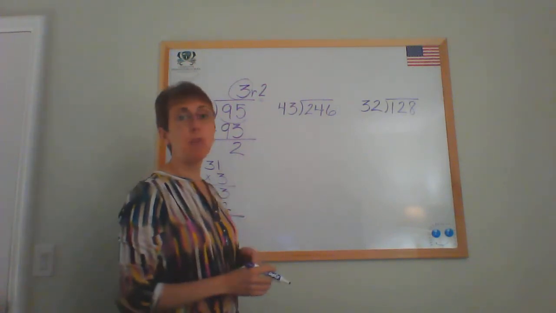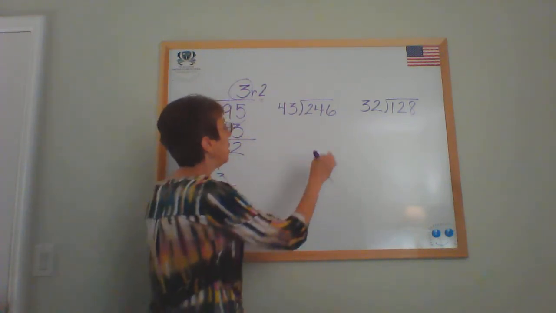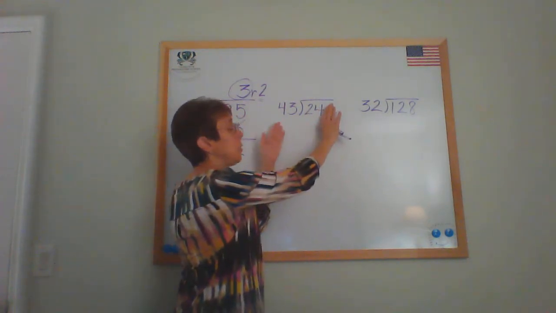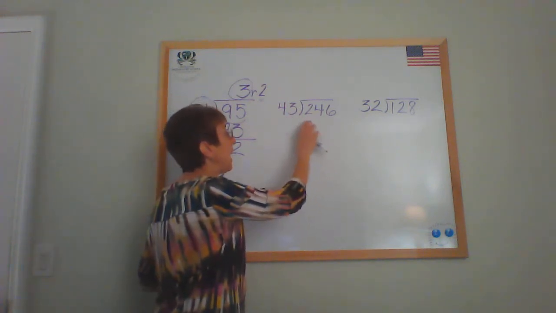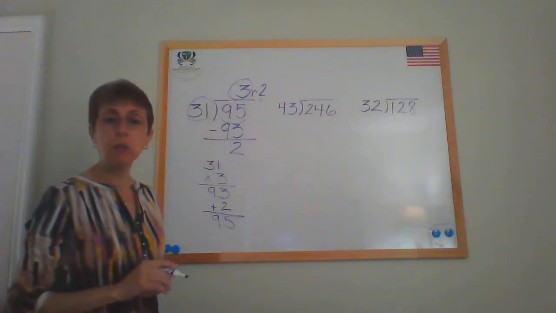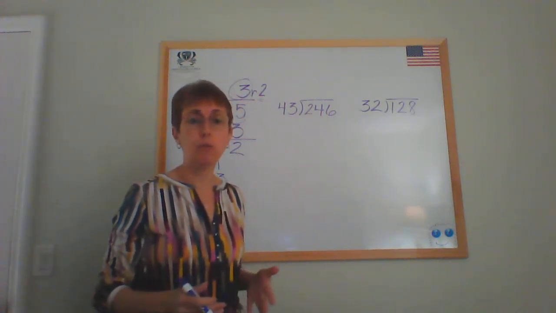246 divided by 43. Well, here we can break this problem down a little bit. We're obviously not going to say 2 divided by 43. Well, could we say 24 divided by 43? No. So once again, we cannot break it down. So now we have 246 divided by 43. Well, 43 times what would equal 246?